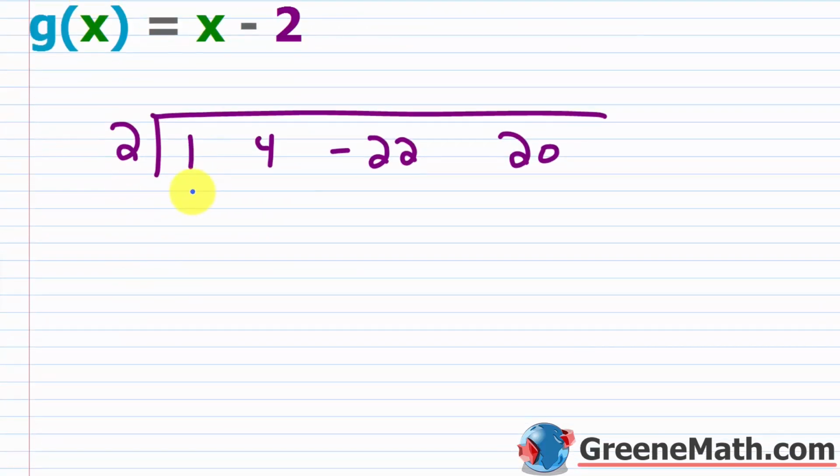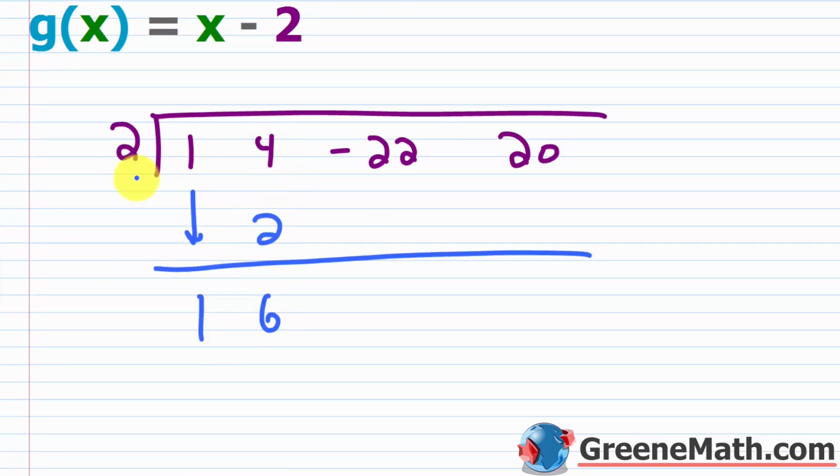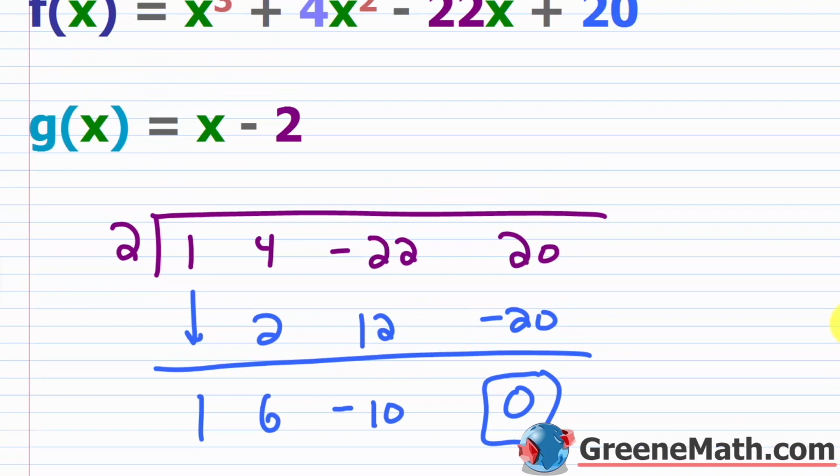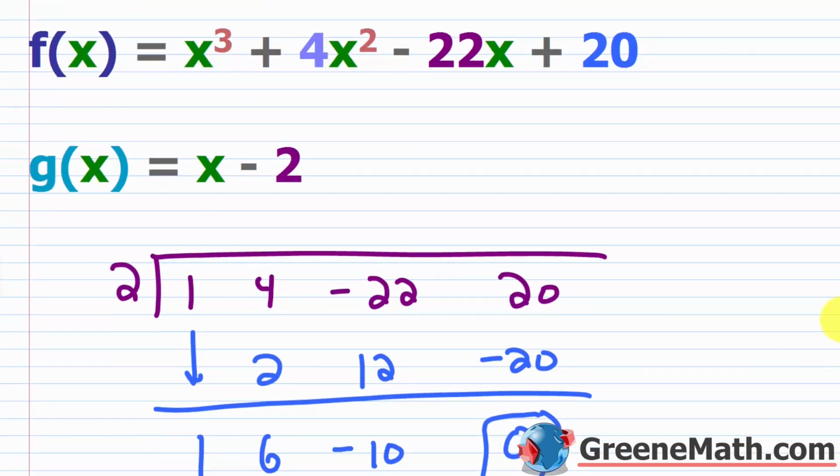So let's go ahead and drop this down. 2 times 1 is 2. 4 plus 2 is 6. 2 times 6 is 12. Negative 22 plus 12 is negative 10. 2 times negative 10 is negative 20. 20 plus negative 20 is 0. So there's no remainder here. So I can say, if we go back up here, that x minus 2 is in fact a factor, right? Because we can say that f of 2 is equal to 0.